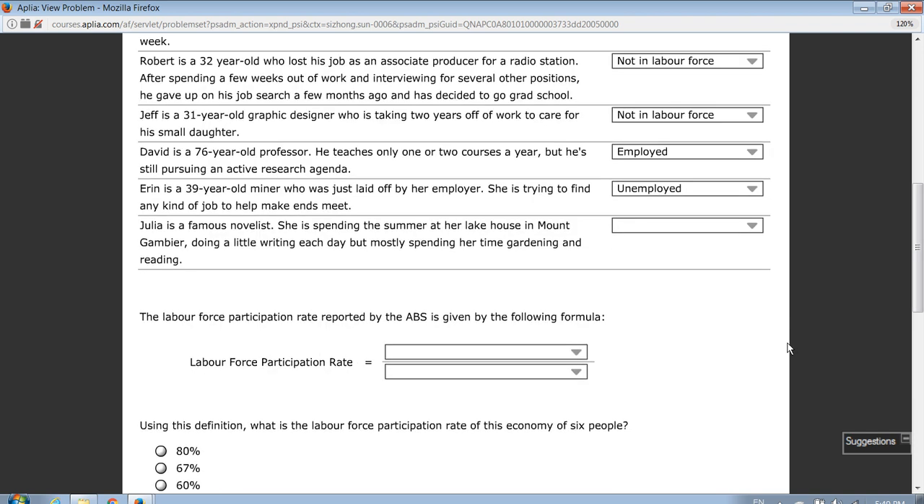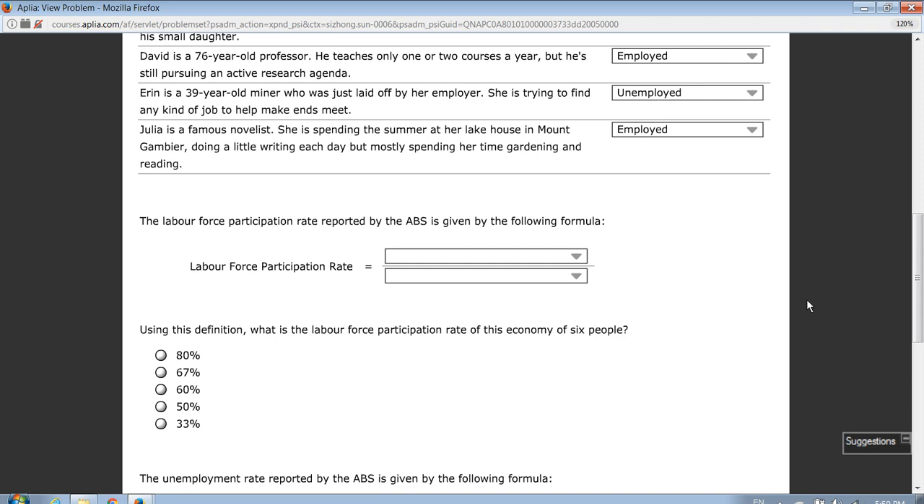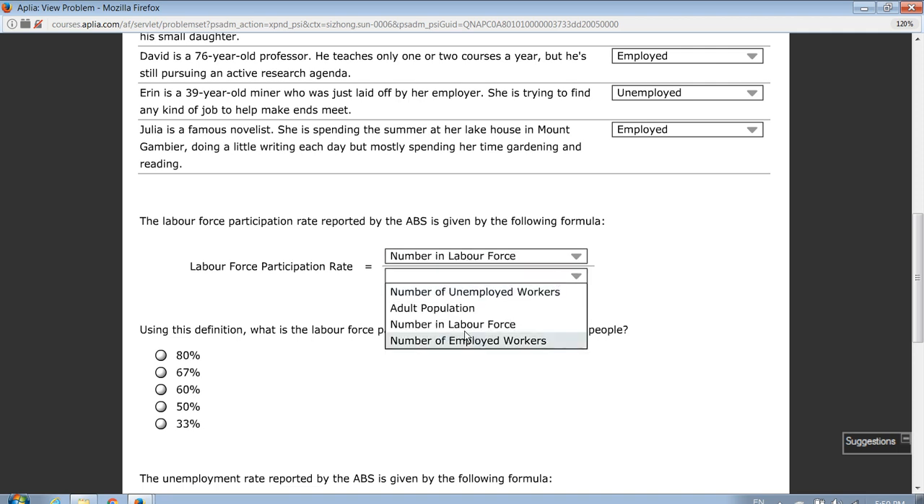Julia is a famous novelist. She's spending the summer at her lake house in Mount Gambier, doing a little writing each day. So indeed she's working. Writing is Julia's job, but she mostly spends her time gardening and reading, so she's employed. The labor force participation rate reported by the ABS is given by the following formula. Labor force participation rate is the number in the labor force over the adult population.